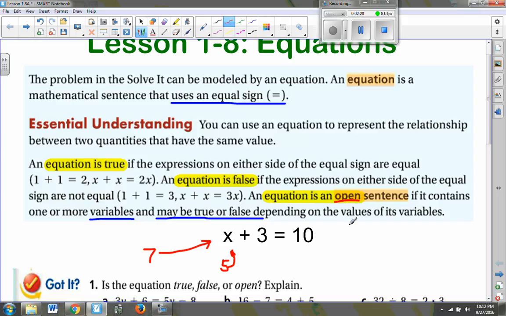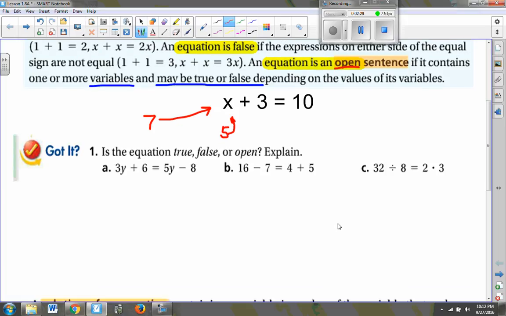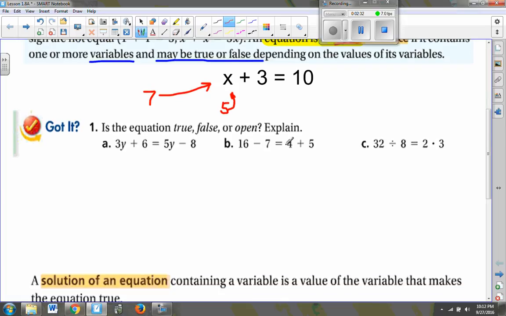So what I'd like you to do for just a minute is take a look at these 3 equations here, where we have some things on the left side and the right side of the equal sign. I want you to decide, are they true, are they false, or are they open equations? Pause the video, take a look there real quick, and come on back and I'll show what we should have.